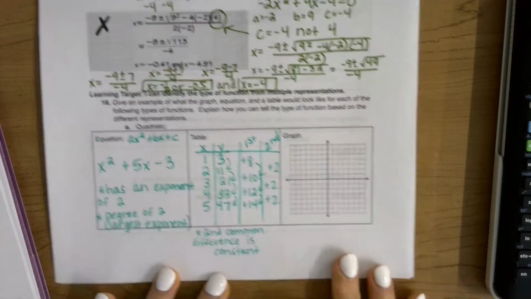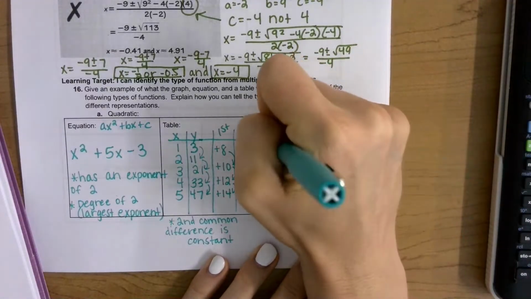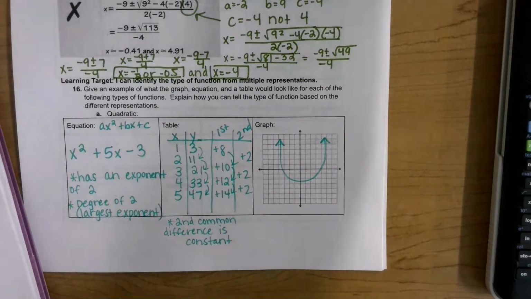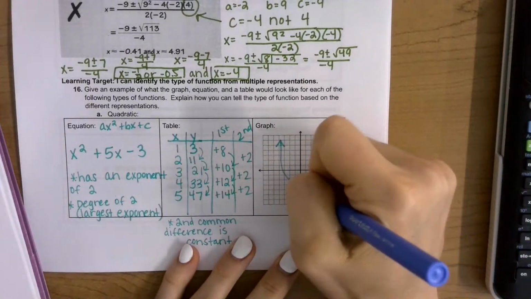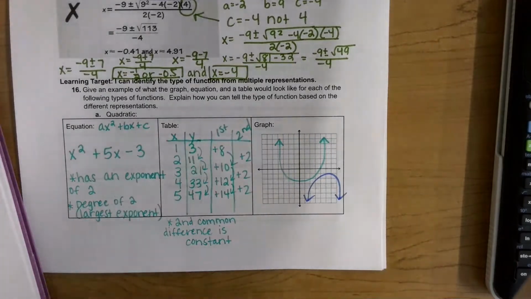And then for the graph, I'm just going to draw a quick sketch. It would just have to be in the shape of a parabola, so that U-shaped. It could be positive facing upward, or if you have a negative a value, another type would be like this. That would have a negative a value facing downward.